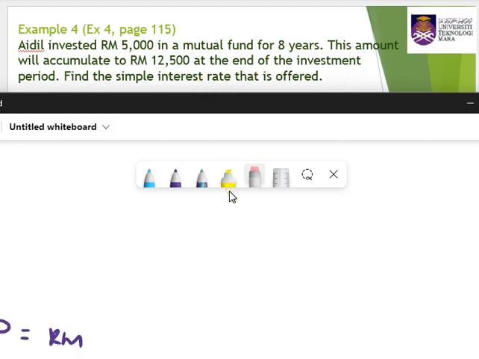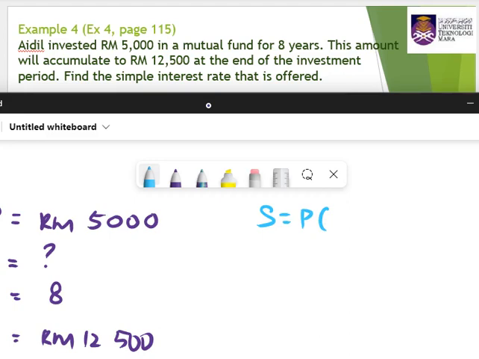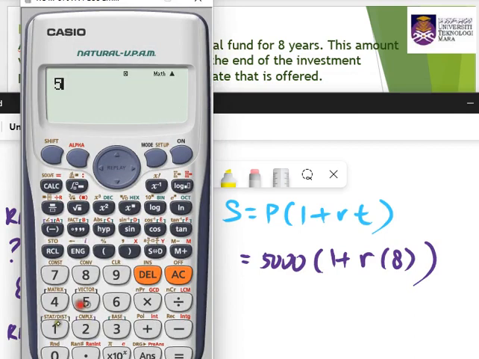So as usual, list out. What is your P? That is 5,000. What is the R? Not sure, because that is the value that you want to obtain. So what is the T here? 8. And don't forget, the questions already gave you the value of S. That is 12,500. So just proceed with the formula. S equal to P in bracket 1 add up with RT. So substitute it in. The P value 5,000. The R you don't know, so just let it be. The T is 8. So just use your calculator to get the answer respectively.